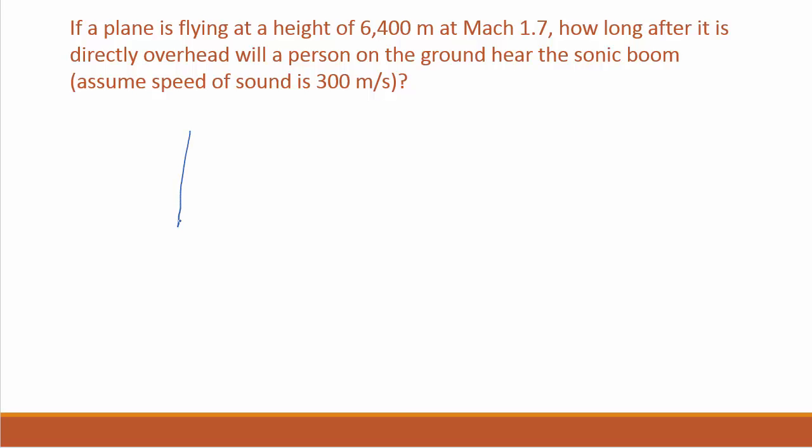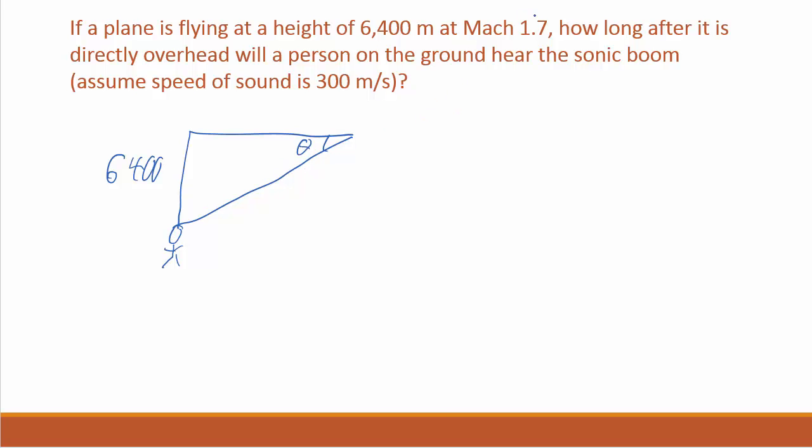So let's make a little diagram here. So 6,400 meters up, you have some person standing here. The airplane flies over, and there's a shock wave coming, trailing behind the airplane at some angle theta. And it's when this shock wave hits the person's ears that they hear the sonic boom.